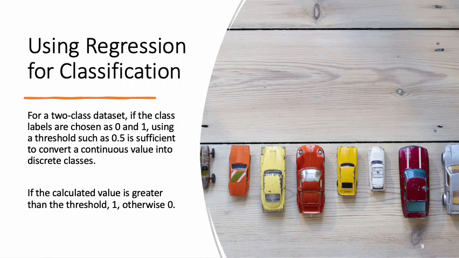Our goal here is to demonstrate that a problem can be mapped to another space using mathematical tricks and solved with different tools. For a two-class dataset, if the class labels are chosen as 0 and 1, using a threshold such as 0.5 is sufficient to convert a continuous value into discrete classes. If the calculated value is greater than the threshold, 1, otherwise 0. However, if there are more than two classes, a different approach may be required.